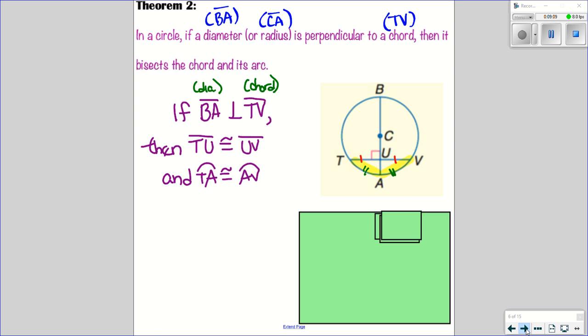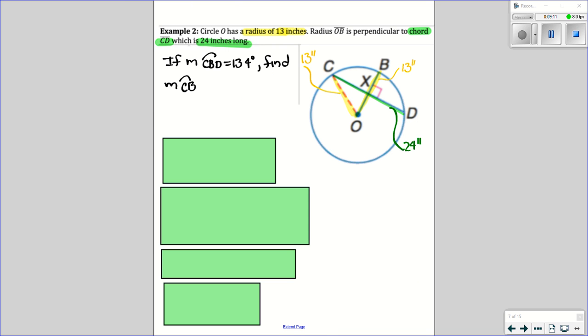All right, let's go on to an example based on that. It says that circle O has a radius of 13 inches, which is right there. OC and OB are radius because they start from the center and they touch a point on the circle. Then they say that a radius OB is perpendicular to the chord. You know, perpendicular means 90 degrees. Perpendicular, and then CD, which is the chord in green, is 24 inches long.